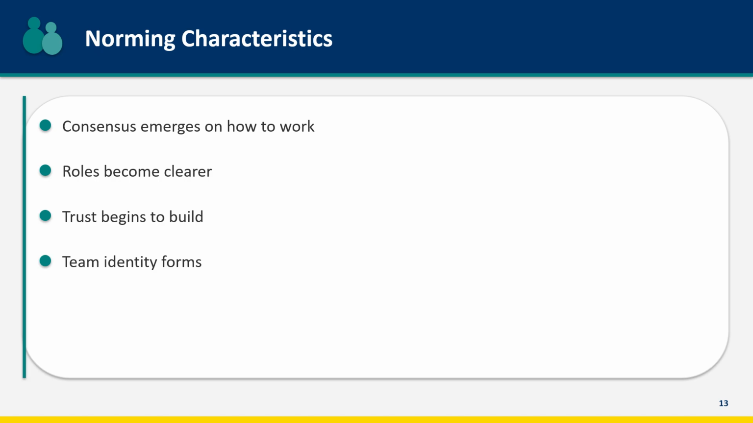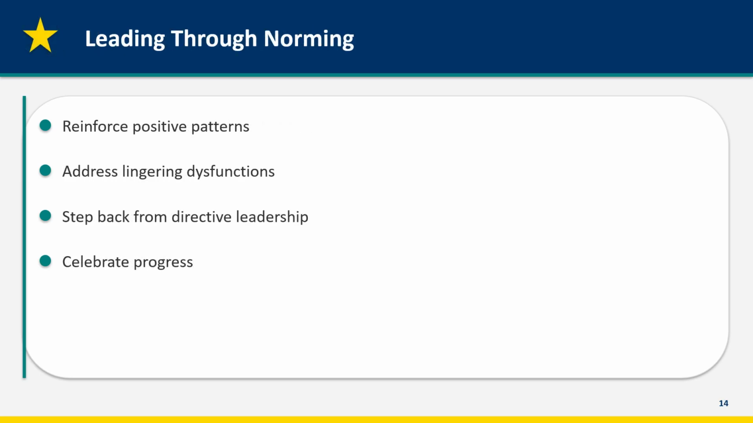Trust begins to build as team members see each other deliver on commitments. A team identity forms. It's no longer just a group of individuals. It's us. This is fragile at first, but strengthens over time. To lead through norming, reinforce positive patterns that emerge. When something works, call it out and encourage more of it.